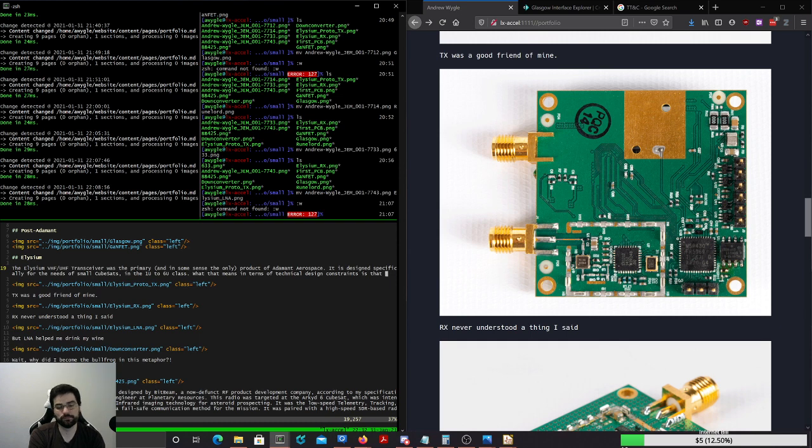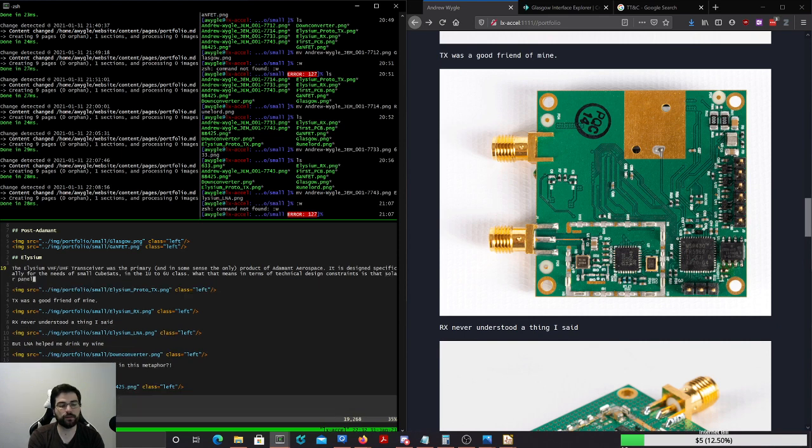So, what this means in terms of technical design constraints is that solar panel area is very limited, and thus power consumption tends to be the limiting factor on system performance.